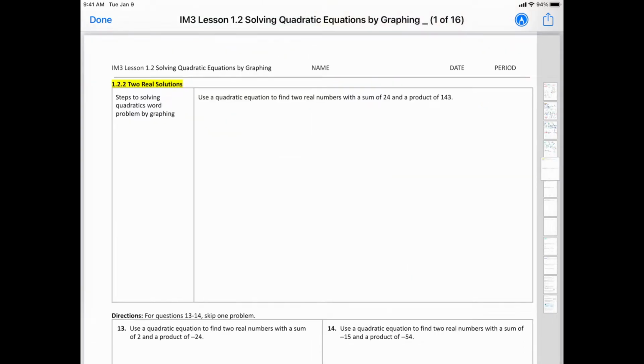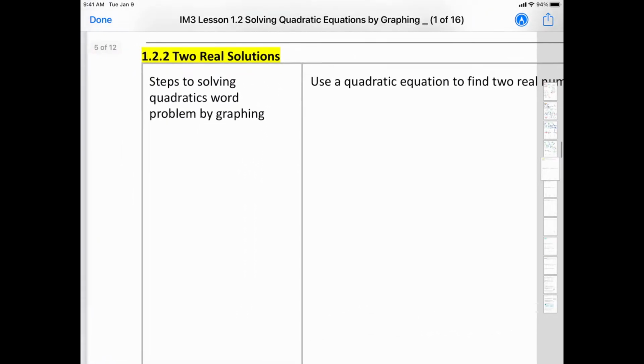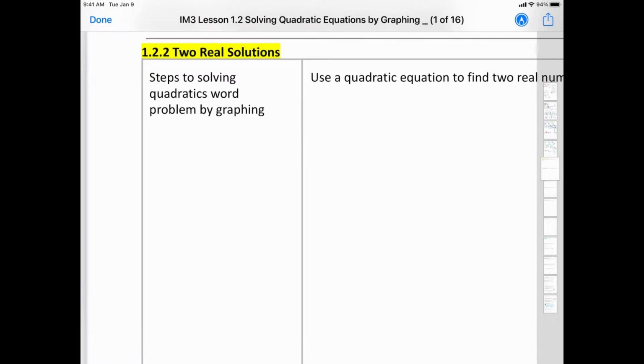All right, let's go over 1.22. It says 2 real solutions, but basically they're kind of like quadratic word problems. So, steps to solving quadratic word problems by graphing.